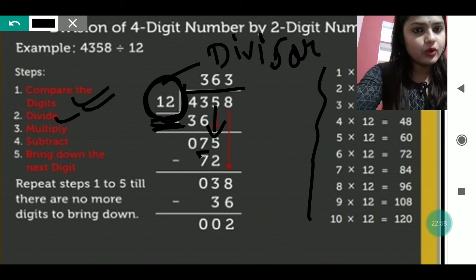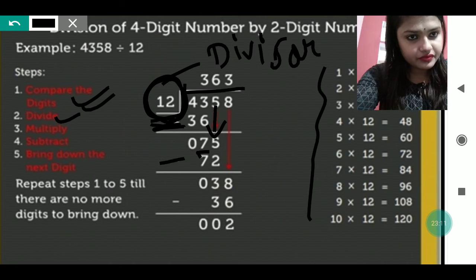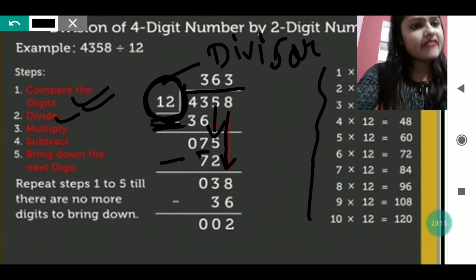75 minus 72. You will give the minus sign here, and then you will subtract these two. So 5 minus 2 will be 3, and 7 minus 7 will be 0. Now the third digit is here, that is 8. That digit we will take downside, that 8 we will take downside.